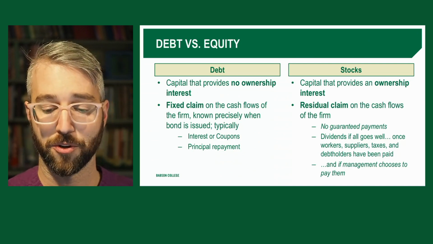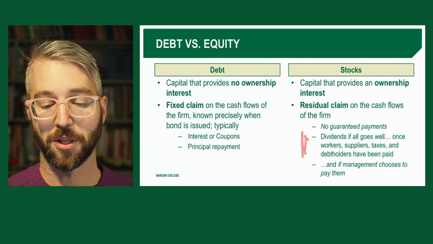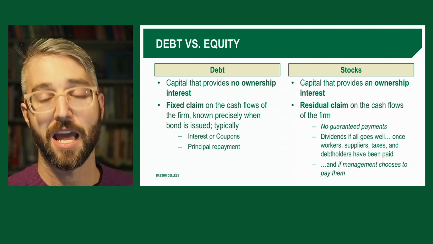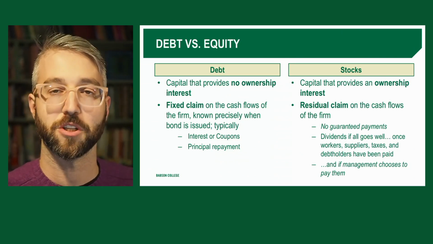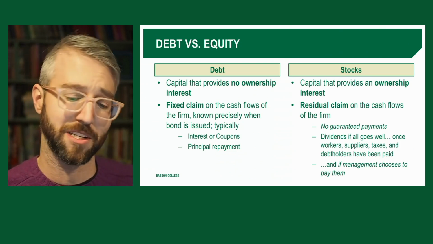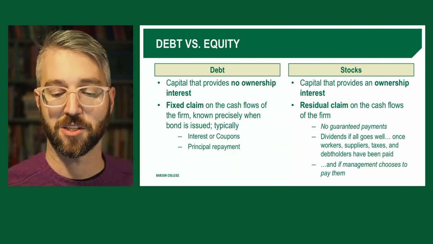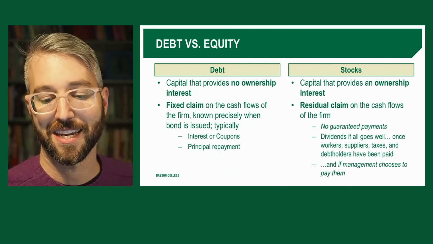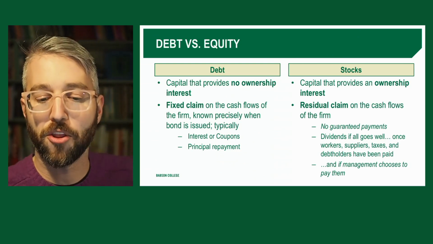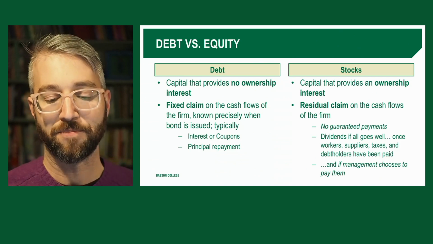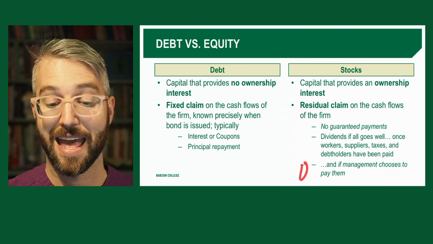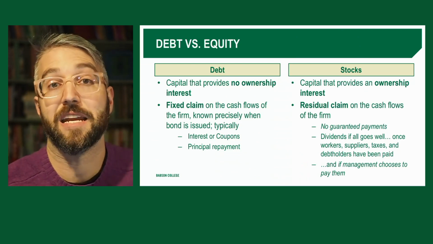The payments to equity holders are typically called dividends, but those dividends can only be paid out of profits. That is to say, money that the firm has left after it's paid all of its expenses, which means it has to pay its workers, it has to pay its suppliers, it has to pay taxes, it has to pay any debt obligations that it has. If all those obligations have been satisfied, then the firm has net income that it could potentially pay out to shareholders. And in fact, they may not pay dividends to shareholders.